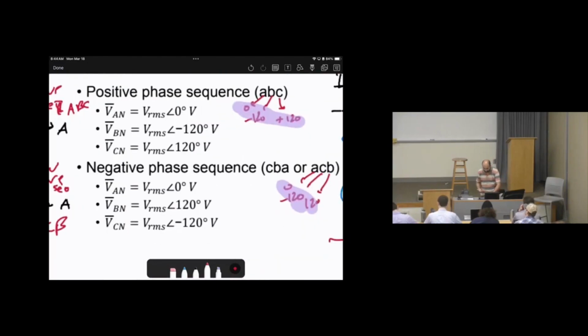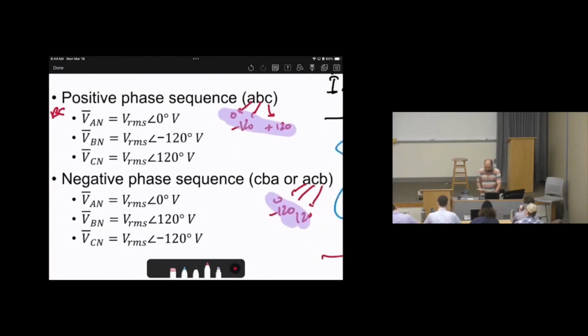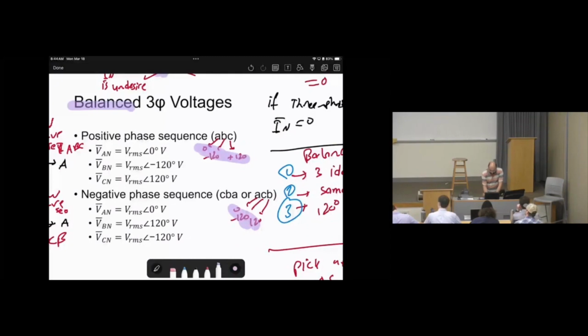Now, how can we find the analysis? If it is balanced, and this happens if and only if balanced, then you will see all of them sharing the same magnitude. For positive sequence, the angles are 0, negative 120, positive 120. For negative sequence, 0, positive 120, negative 120. Okay? Does this make sense?